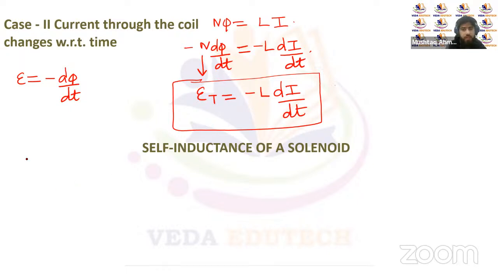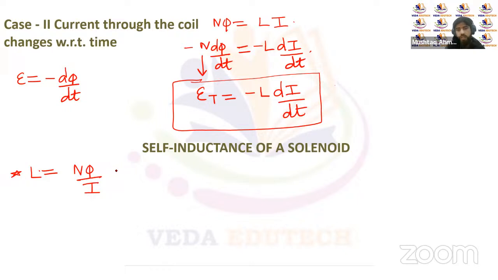Now the question is how we can calculate the value of this L. It depends upon the geometry of the conductor as well. You can see that L was equal to N times phi over I. This was the equation for calculating self-inductance.